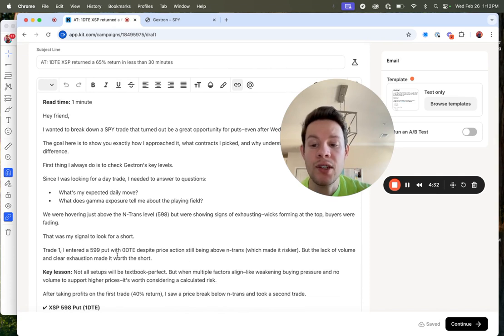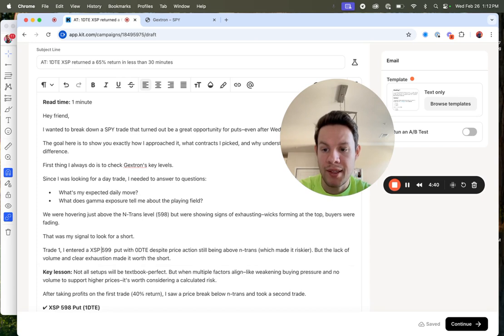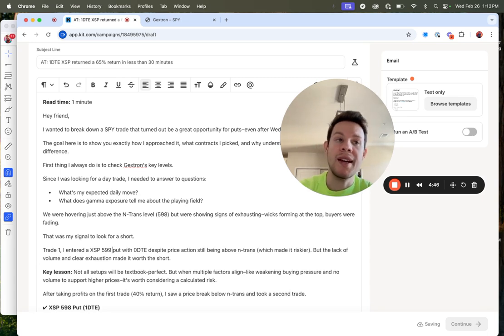In this trade, I entered 599 XSP. It was an XSP put. This is the mini SPX index.